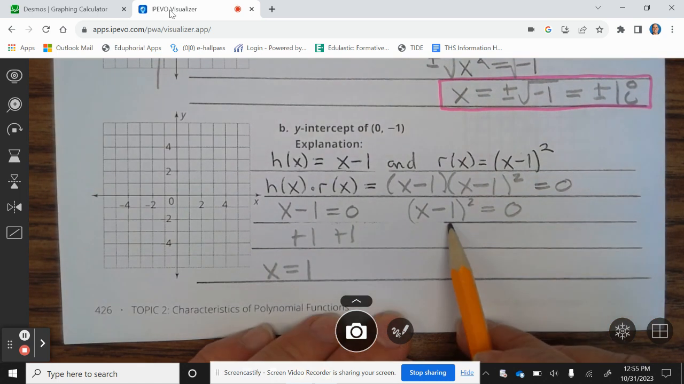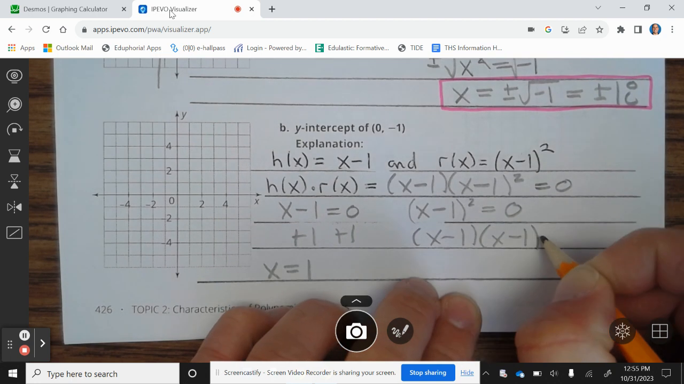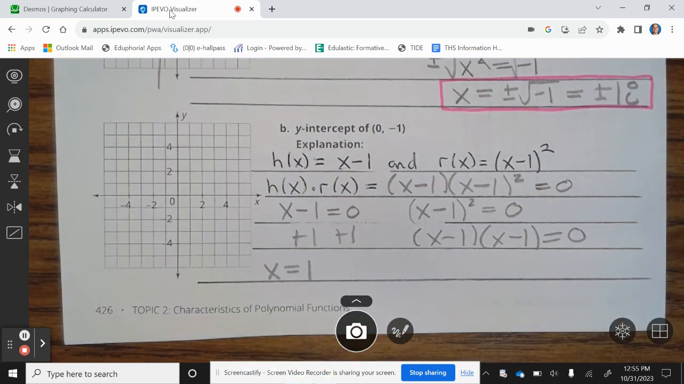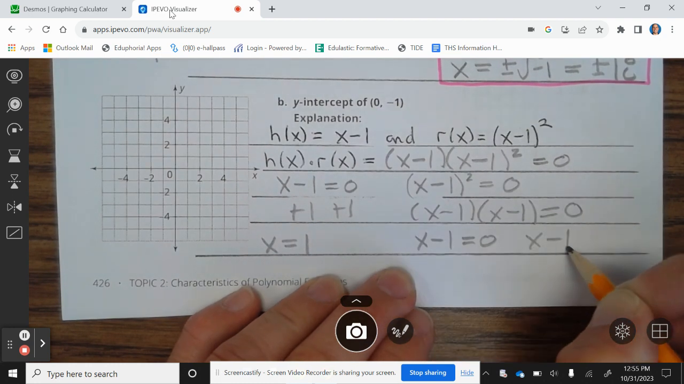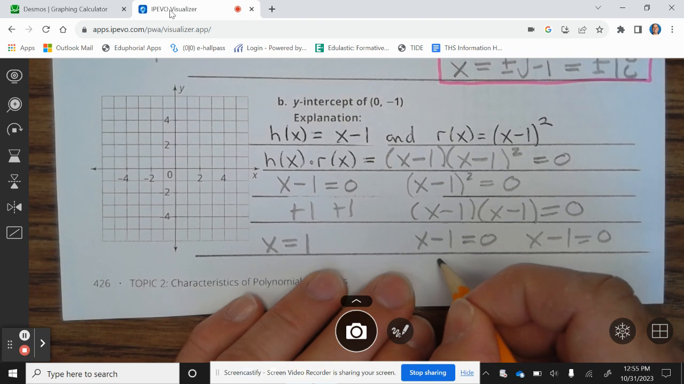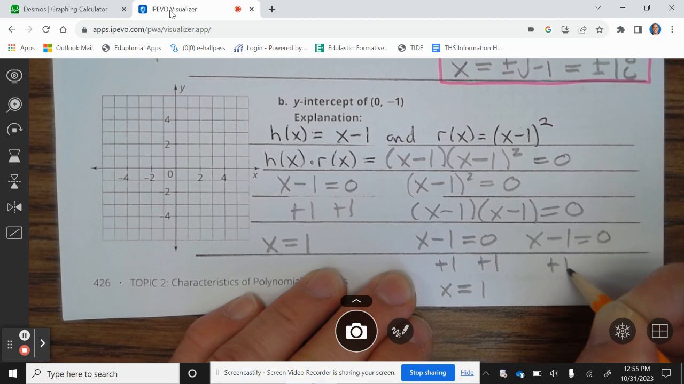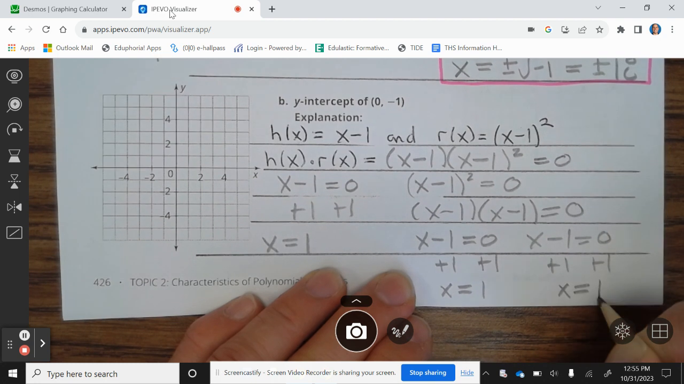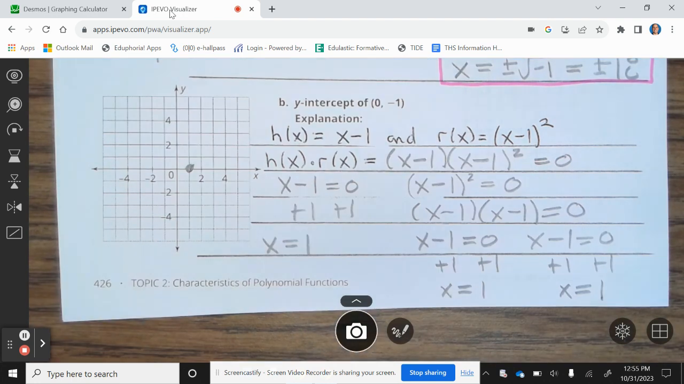And x minus 1 squared equal to 0 is technically x minus 1 times x minus 1 equal to 0. So we have x minus 1 equal to 0, x minus 1 equal to 0. Add 1 to both sides, x equals 1. Add 1 to both sides, x equals 1. So your only zero is 1. So we can graph that.